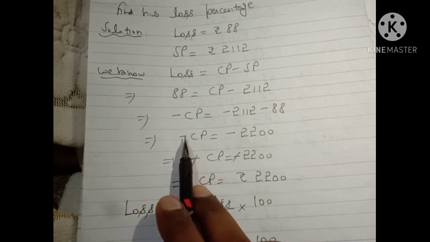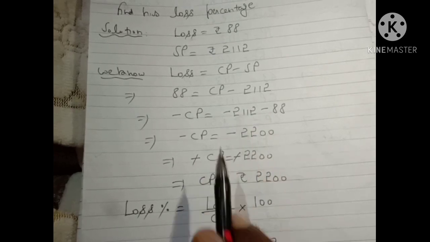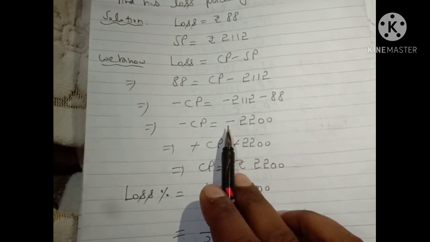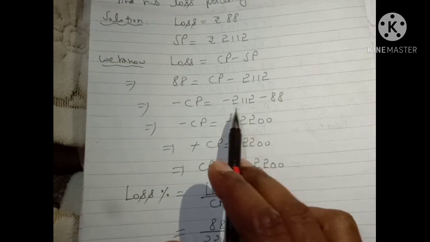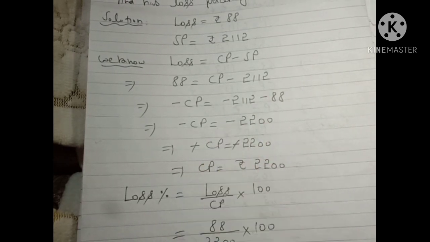And now in the next step you can see this minus Cp as it is, and now you can see this minus and this minus is plus, and it will become minus 2200. Why minus? Because this is a larger term and it has a negative sign, so we have to write down the negative sign as it is.